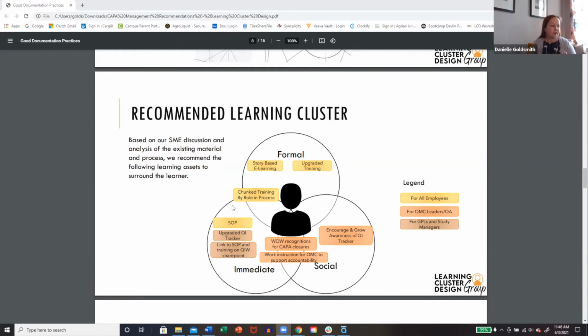And then other things, the SOP was something that they have, and that's an immediate resource that they can access. But again, linking it and making it accessible in the different areas that they might go to when a quality issue is recognized. So those are the different things, some of the social stuff that we came up with.